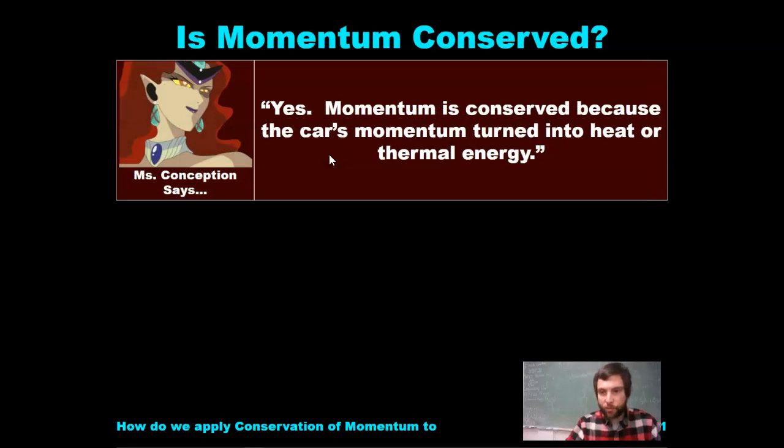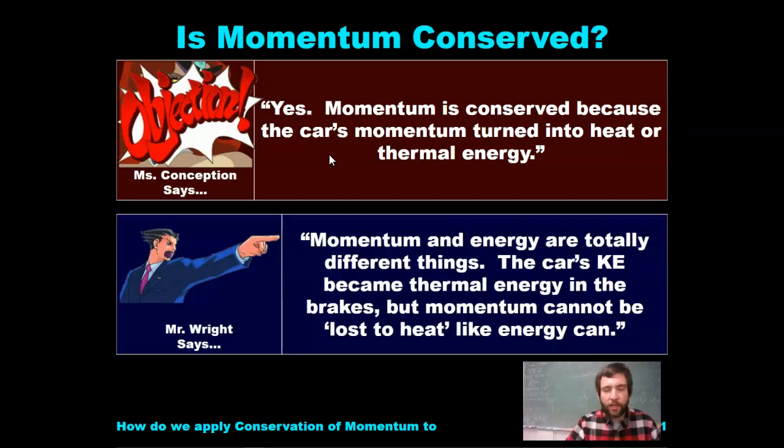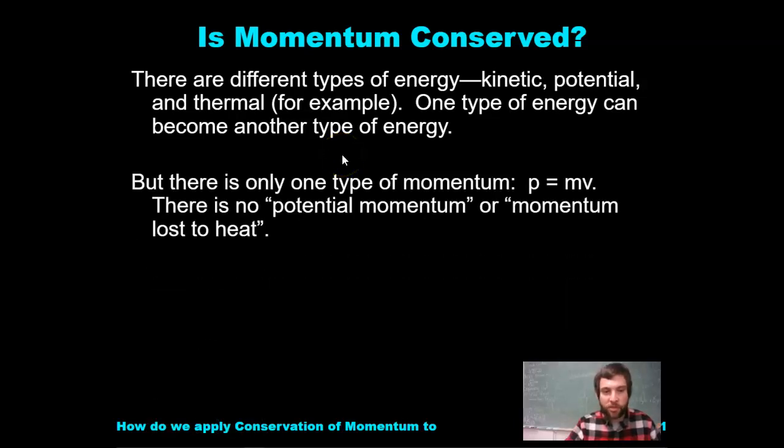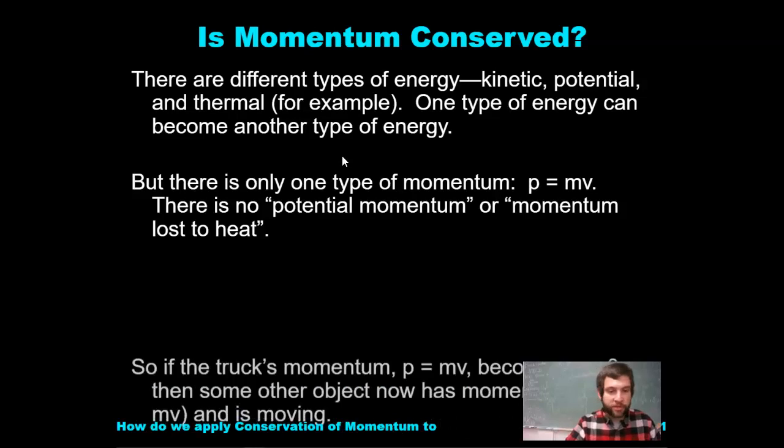The misconception says it is: momentum is conserved because the car's momentum turned into heat or thermal energy. Momentum and energy are totally different things. The car's kinetic energy became thermal energy in the brakes, but momentum cannot be lost to heat like energy can. Different types of energy: kinetic, potential, and thermal. One type of energy can become another form of energy, but there is only one type of momentum, P equals mv. That's it. There's no potential momentum or momentum lost to heat.